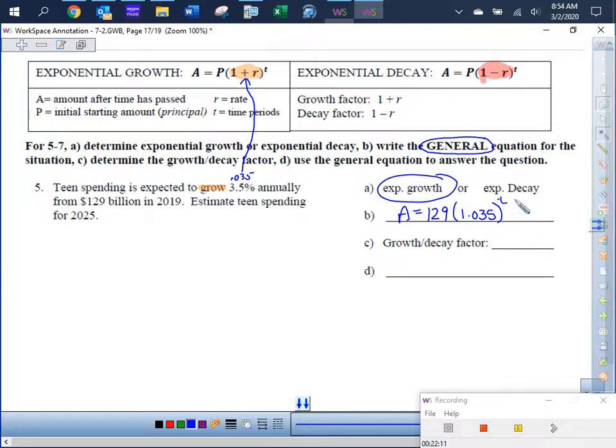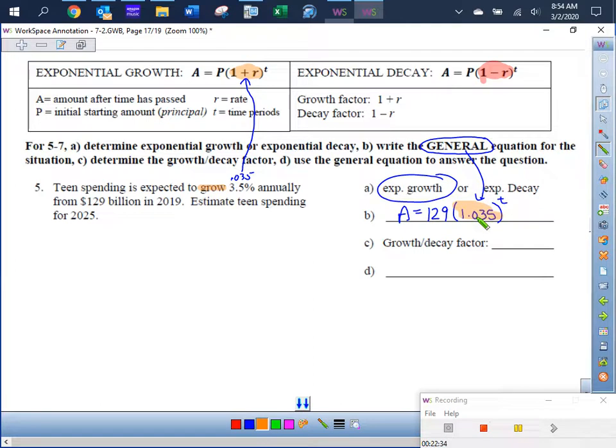Why to the t power? People are like, why don't you do it to the 6th power? Because we're going to do 6 years in here, because they say write the general equation. So you've got to have the t and the a in this guy. Okay? Growth or decay factor, that's always this number. Whatever number you got right here, that's the answer to part C. This is a growth, so our growth factor is 1.035. It is growing more than 100%.